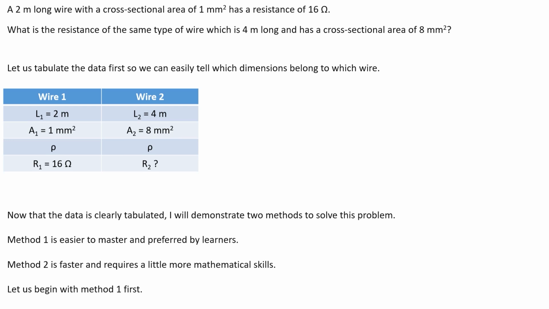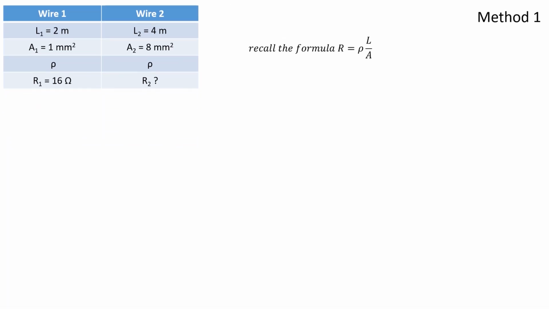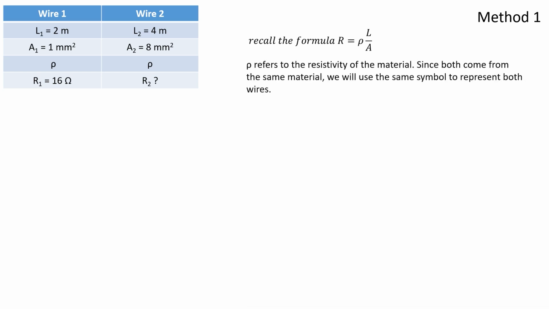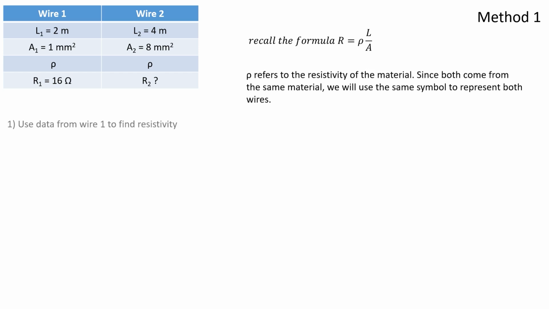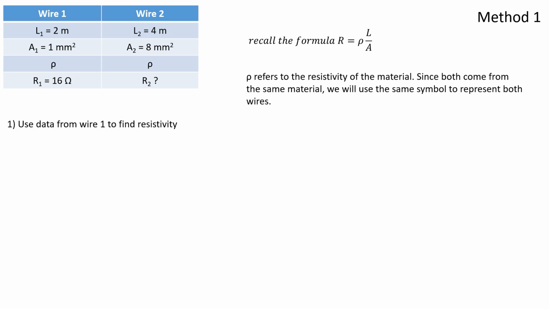Recall the formula for the resistance of a conductor. Resistance equals resistivity multiplied by the length of the conductor divided by the cross-sectional area. Since both wires are made of the same material, they share the same resistivity, which we represent using the symbol ρ. Because wire 1 has only one unknown, we first calculate the resistivity using the given data.